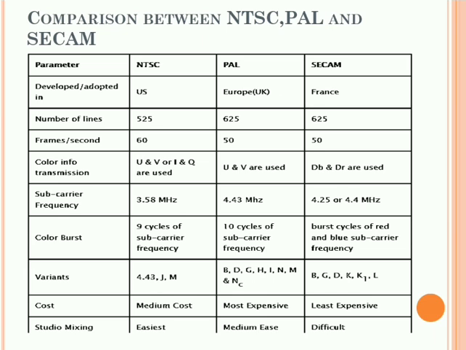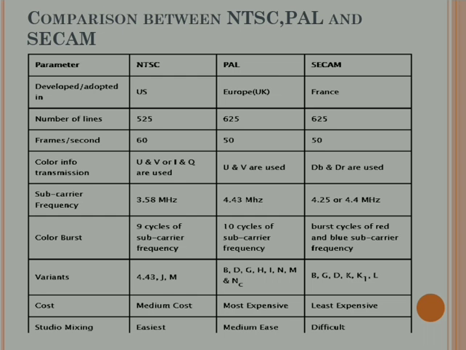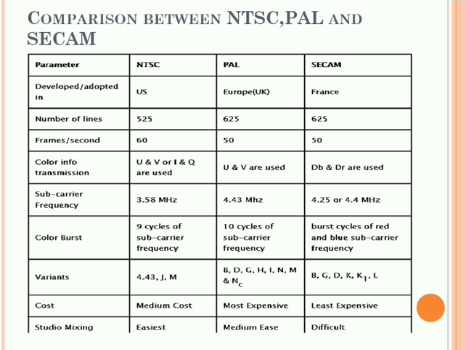We will see studio mixing. It is easy to mix the picture signals in the NTSC system. In the PAL system, it has medium ease, while SECAM is very difficult for mixing those signals. We have some more parameters for the purpose of comparison. One is channel bandwidth. Channel bandwidth for NTSC is 6 megahertz, for the PAL system it is 7 megahertz, and 8 megahertz for the SECAM system.